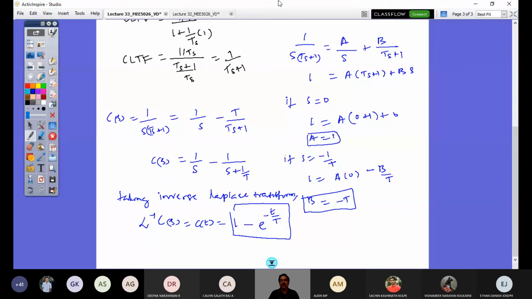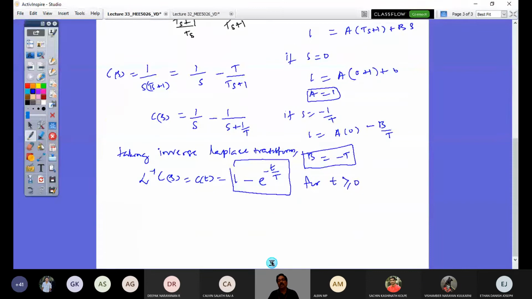Right? So when t value is 0, if t value is 0, e raised to 0 is 1, and 1 minus 1 is 0. So c of 0 is 1 minus e raised to 0, that's 1 minus 1, equal to 0.